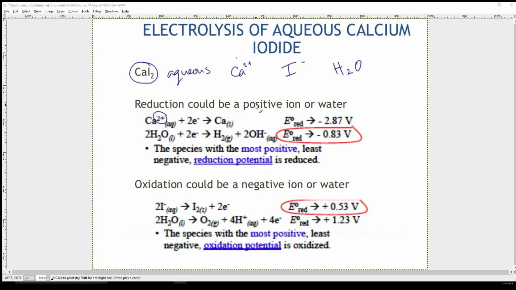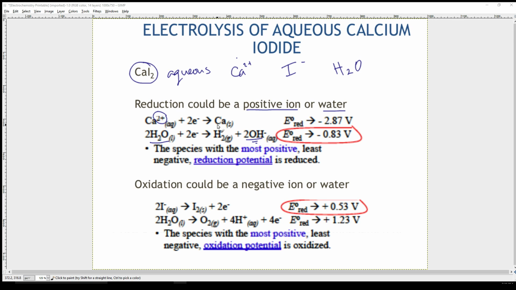Reduction could either be a positive ion or water. It's not going to be the negative ion. So compare your positive ion to water's reduction potential. And there's more than one equation for water on your charts. You might notice that. It's going to be the one that involves hydroxide. For reduction, use the one that involves hydroxide. Just going to have to memorize it.